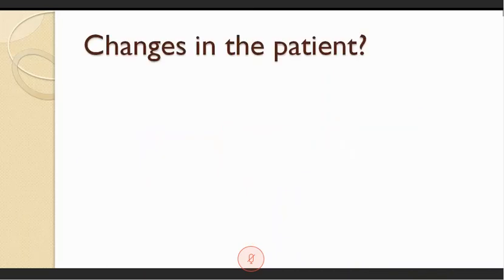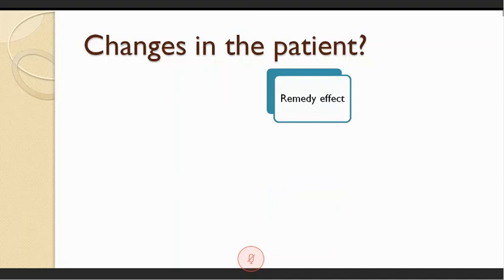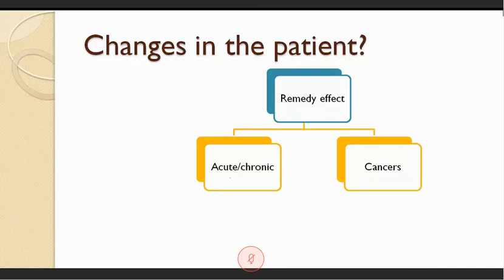Changes in the patient. So what can we expect in the changes in the patient after prescribing? Can anybody say? What happens in the acute? What happens in the chronic? What has to improve first? What has to improve second after prescribing? Generals have to get better. Okay, then we can see the effect of the remedy. What happens in the acute and chronic, and what happens in the cancer cases.